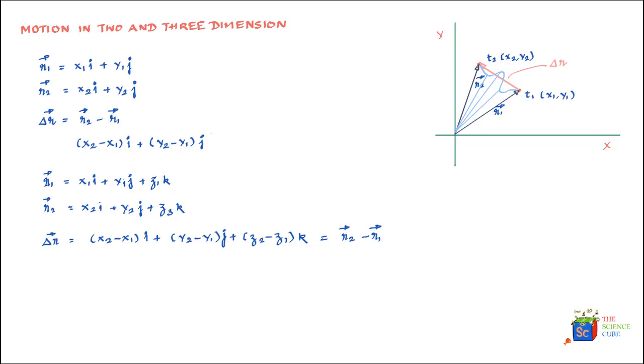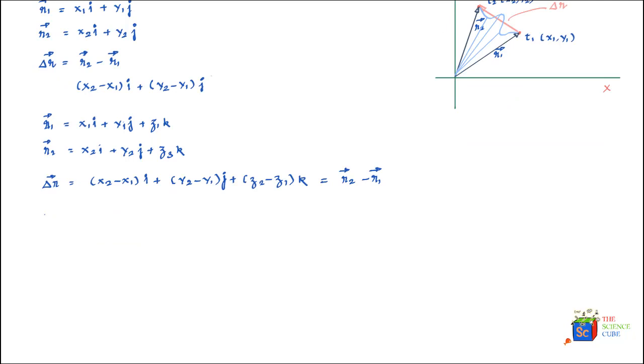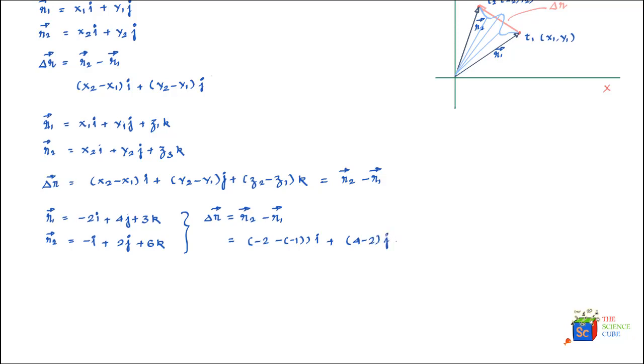So let's take an example. Have a particle which has an initial position vector as r1 is equal to minus 2i plus 4j plus 3k. And let us say after some time, its position vector r2 is equal to minus i plus 2j plus 6k. So we would say that its displacement delta r between these two times is equal to r2 minus r1, which is nothing but final position minus initial position, which equals minus 1 minus minus 2 i plus 2 minus 4 j plus 6 minus 3 k, which equals i minus 2 j plus 3 k.